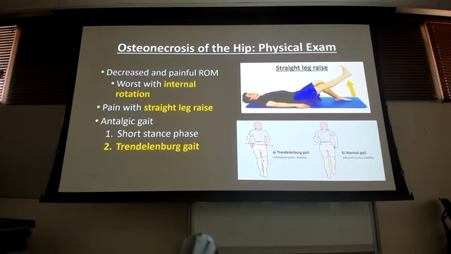Okay, so physical exam, osteonecrosis. All right, now we're on osteonecrosis. This is death of the femoral head, right? Avascular necrosis, okay? So when we're talking about physical exam, do you think they're going to have pretty significant pain with extremes of motion? Yes. Okay? So worse with internal rotation.